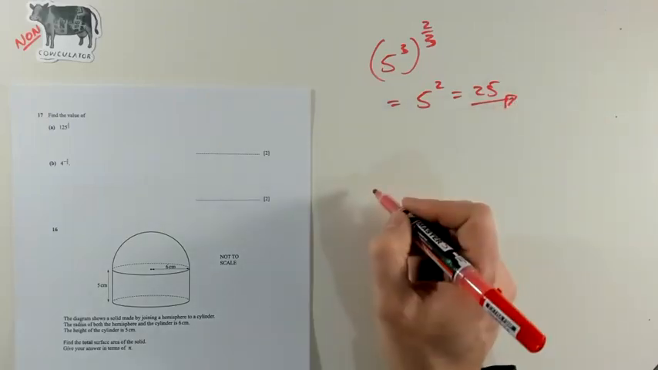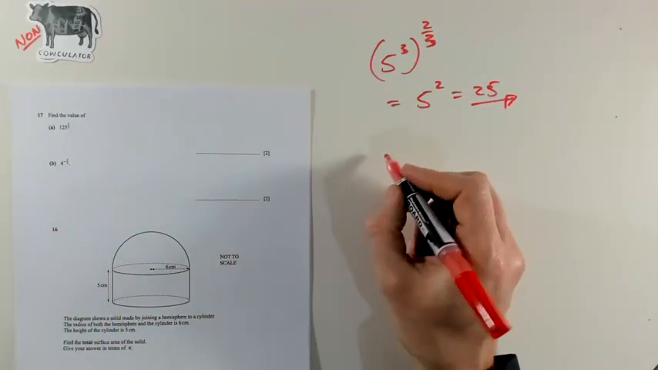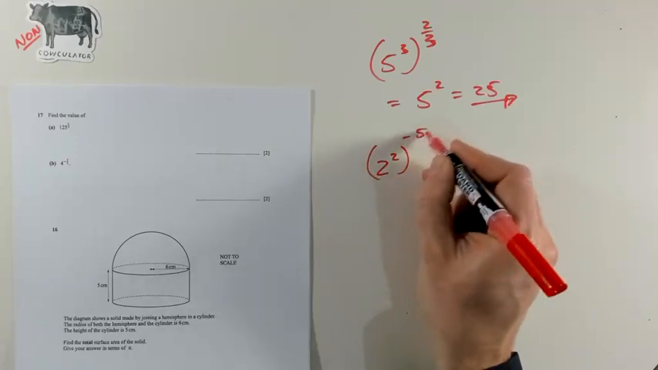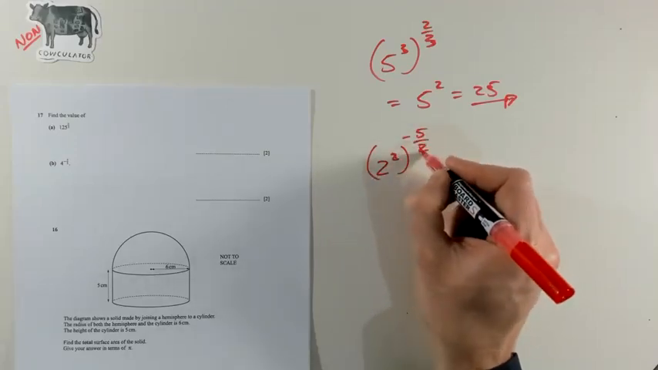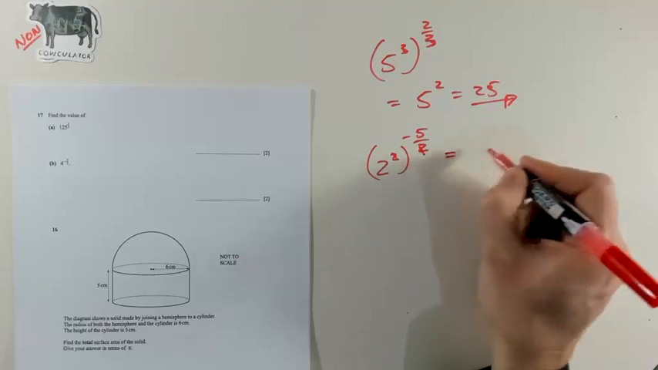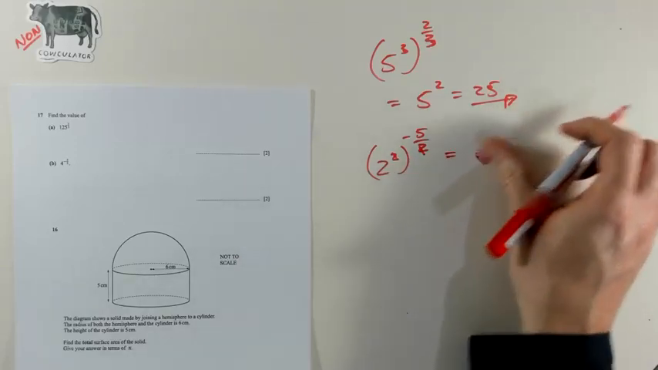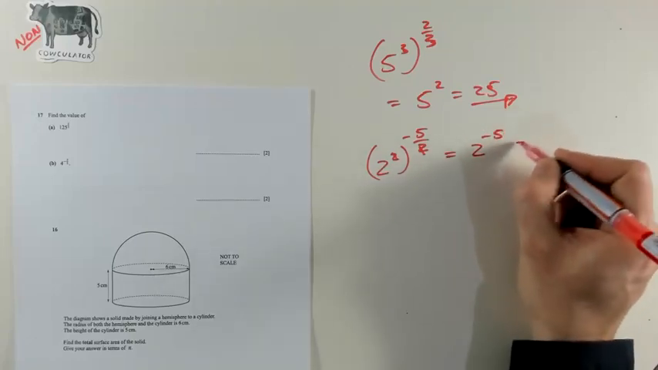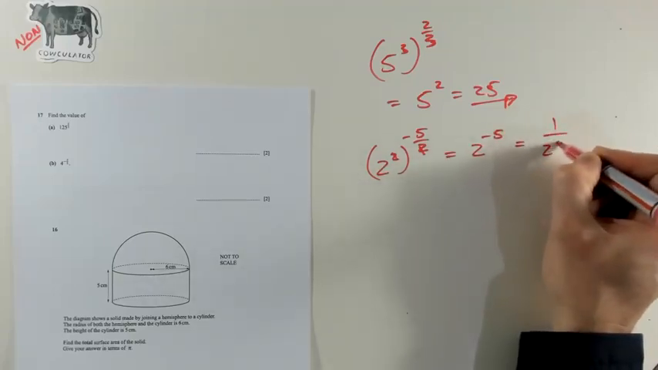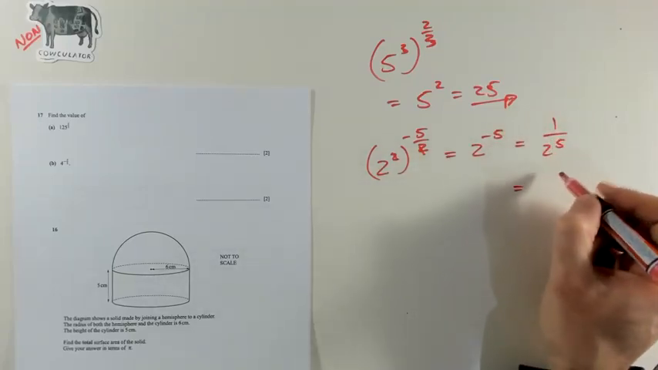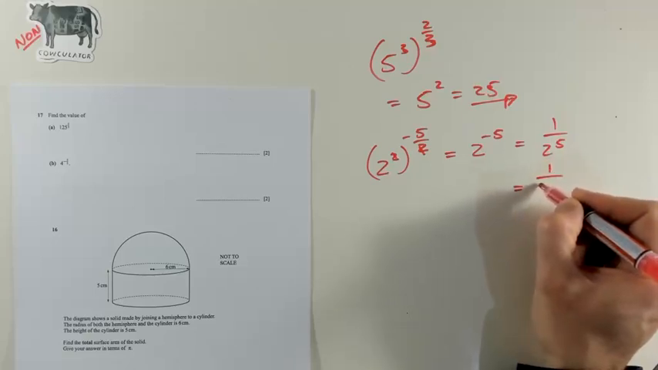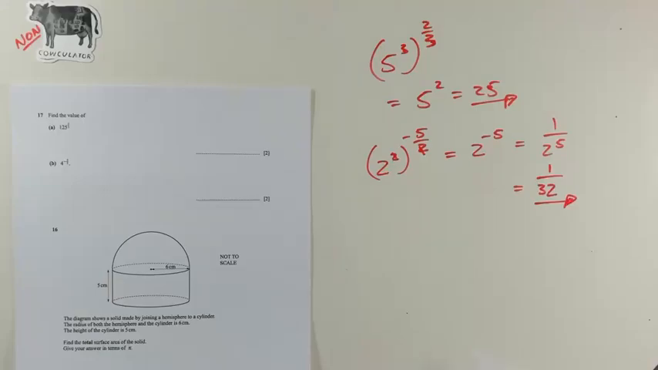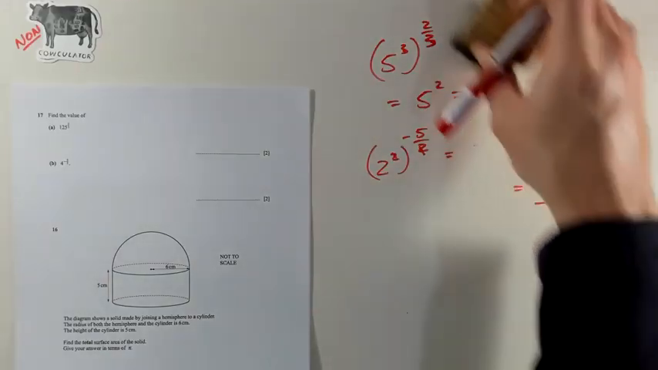Okay, simple one. This one's going to be very much the same. So 4 is 2 to the power of 2, and that's all to negative 5 over 2. The 2 and the 2 is going to cancel out, so I'll be left with 5 to the power of, oh, sorry, not 5. Probably confused you there. 2 to the power of negative 5, which would just be 1 over 2 to the power of 5, which is, they said find the value, so we'll just say 1 over 32. Cool. Next one.